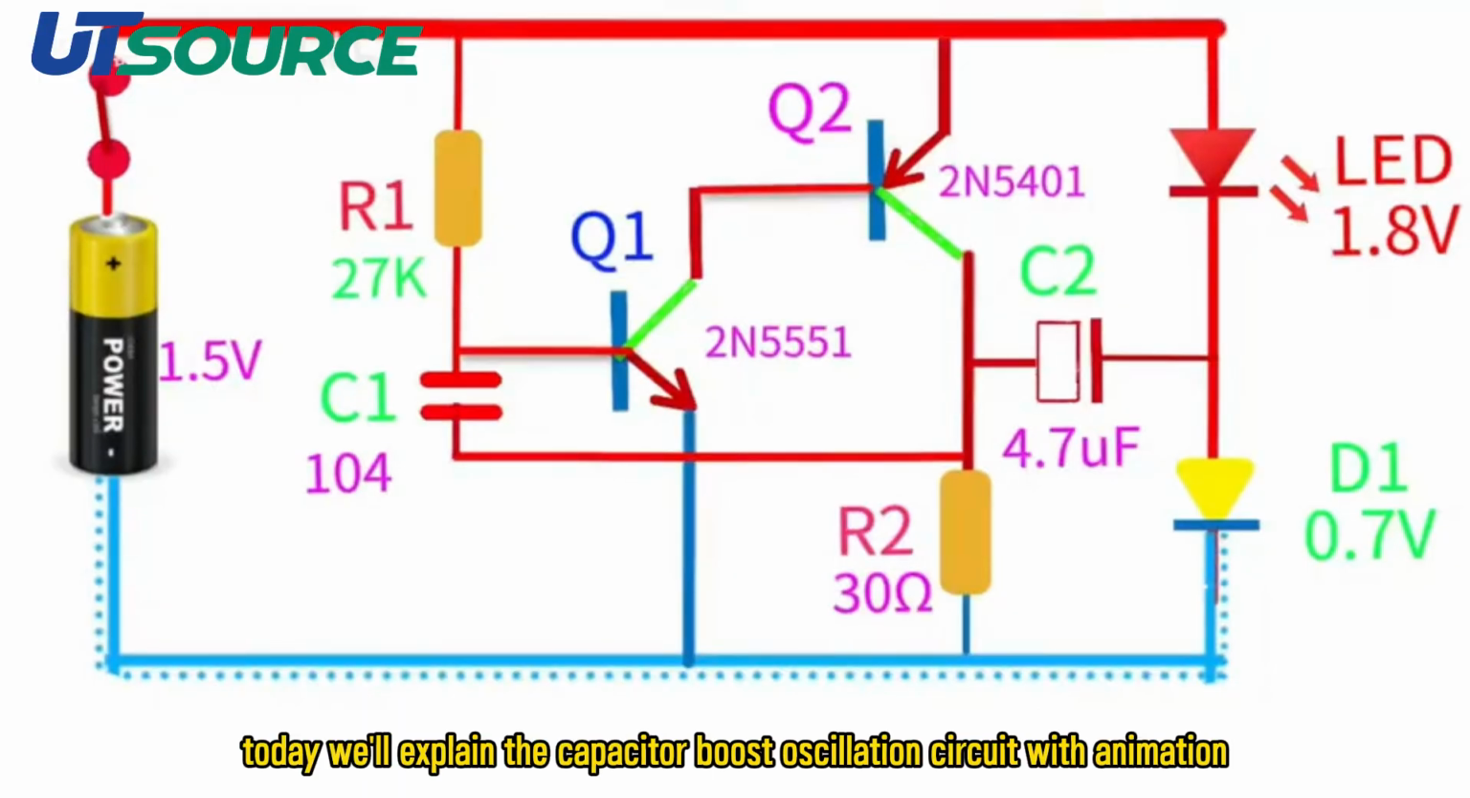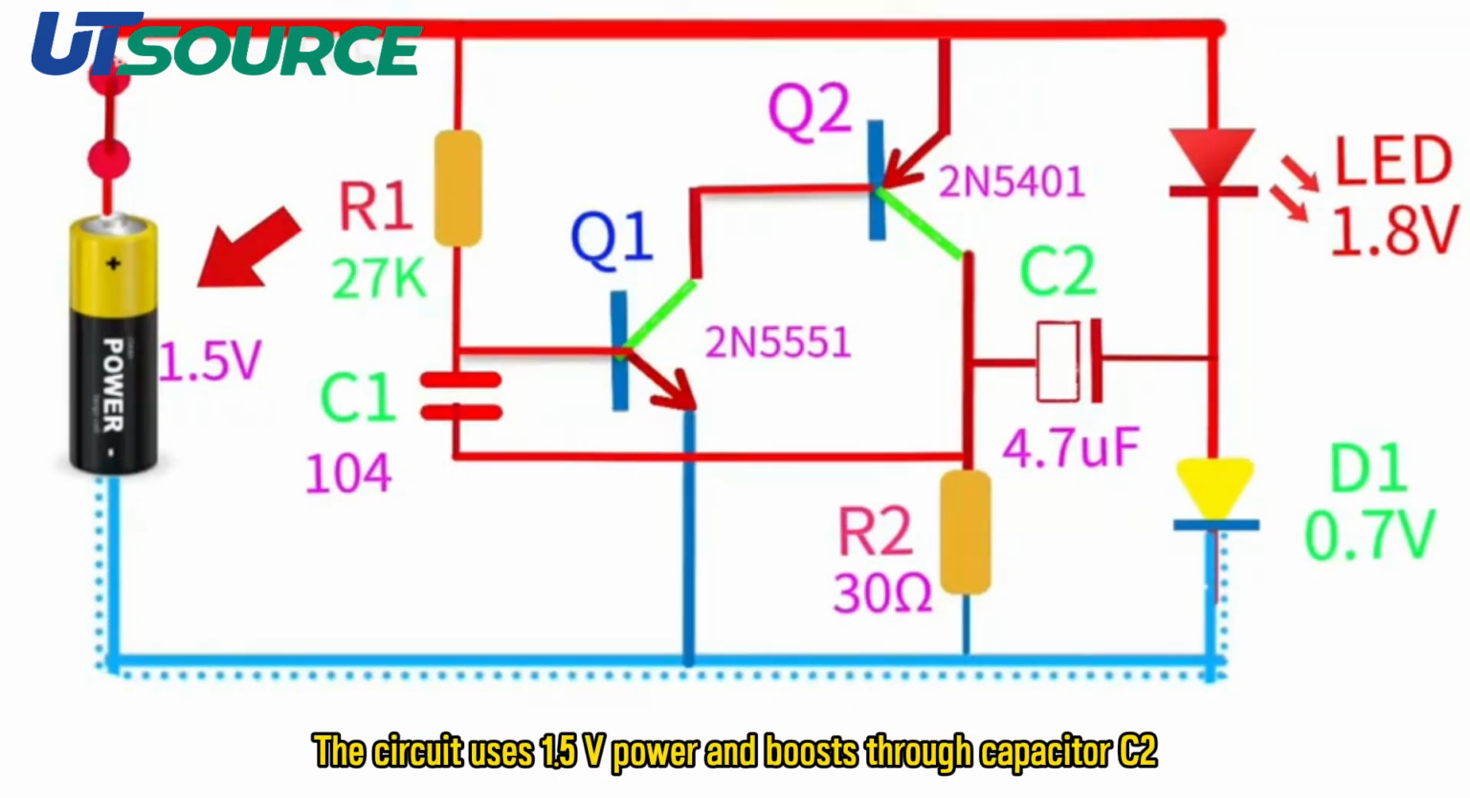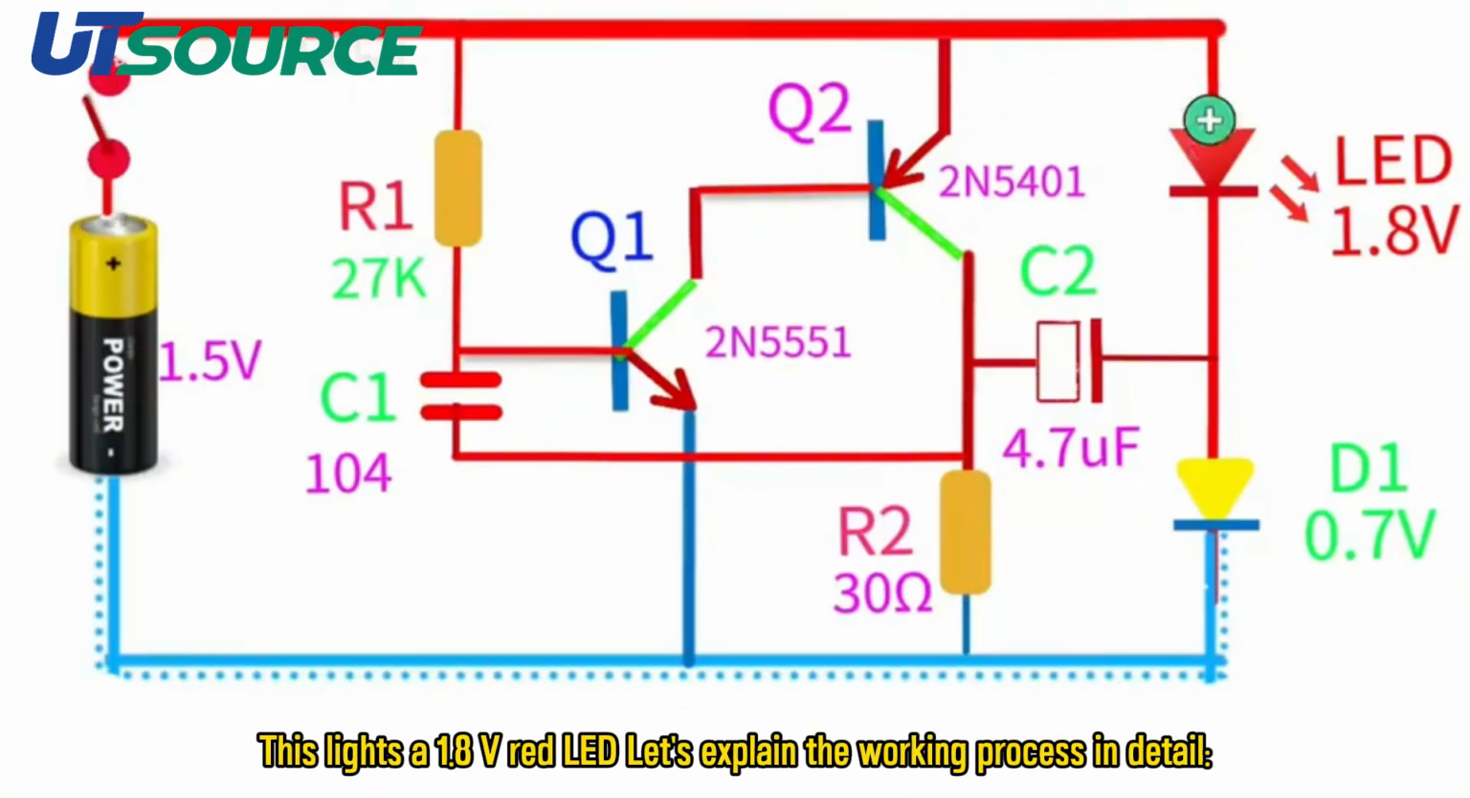Hello everyone! Today we'll explain the capacitor boost oscillation circuit with animation. Watch carefully and you'll learn a lot about circuits. The circuit uses 1.5 volt power and boosts through capacitor C2. This lights a 1.8 volt red LED. Let's explain the working process in detail.